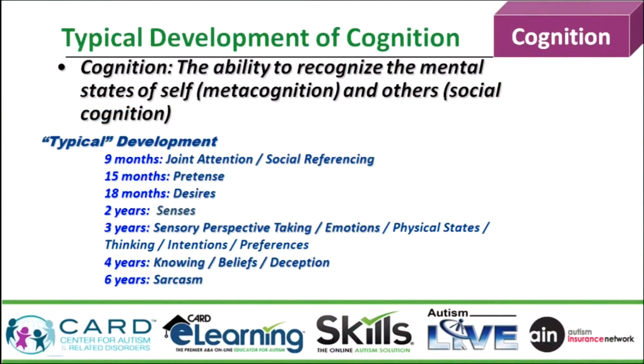At 2 years of age, typical children are starting to understand their own senses, so what they can see, hear, touch, feel, and so on. And at 3 years of age, they're doing sensory perspective taking. So now that means they're able to interpret what another person is able to sense. For example, they can identify what another person is able to see, hear, and so on.